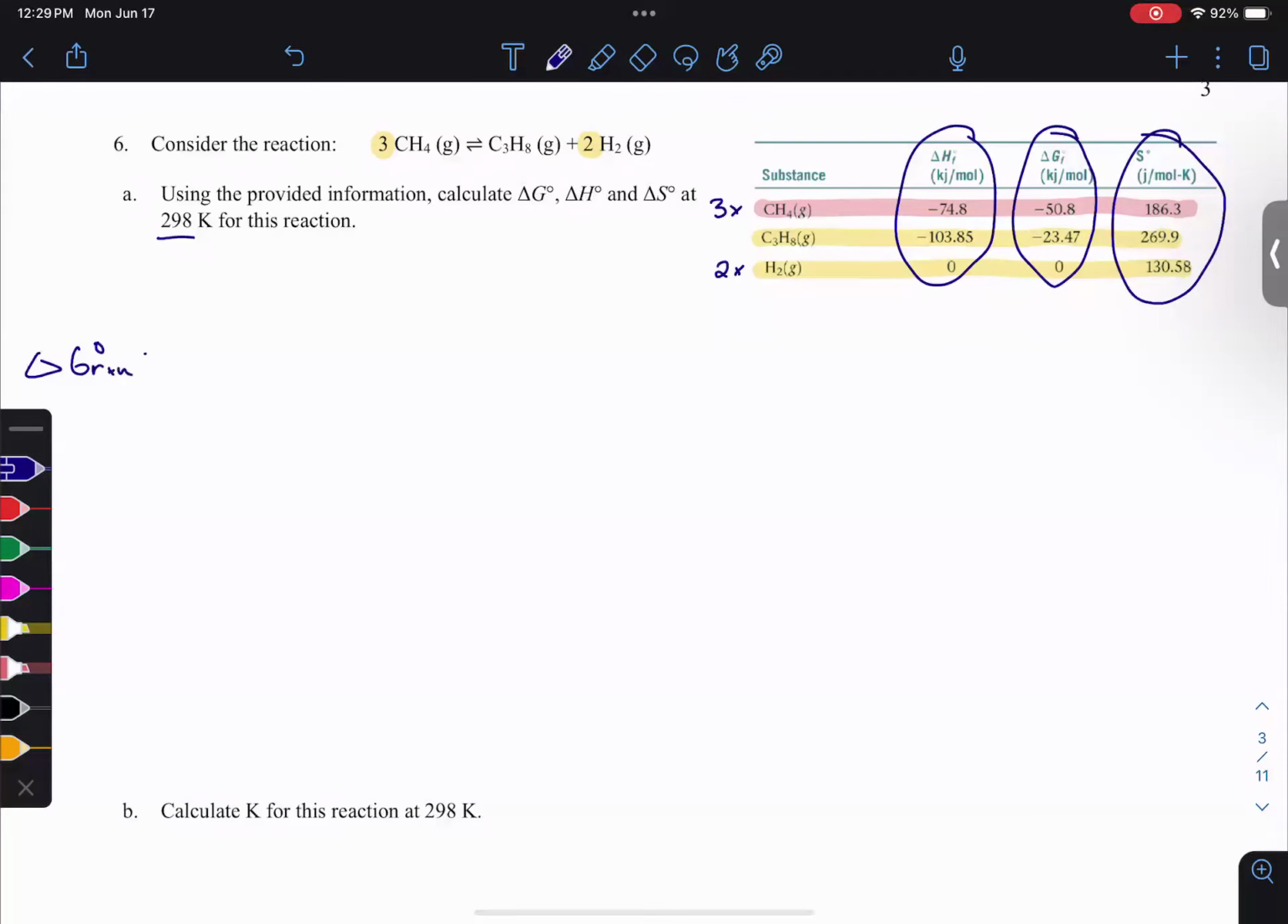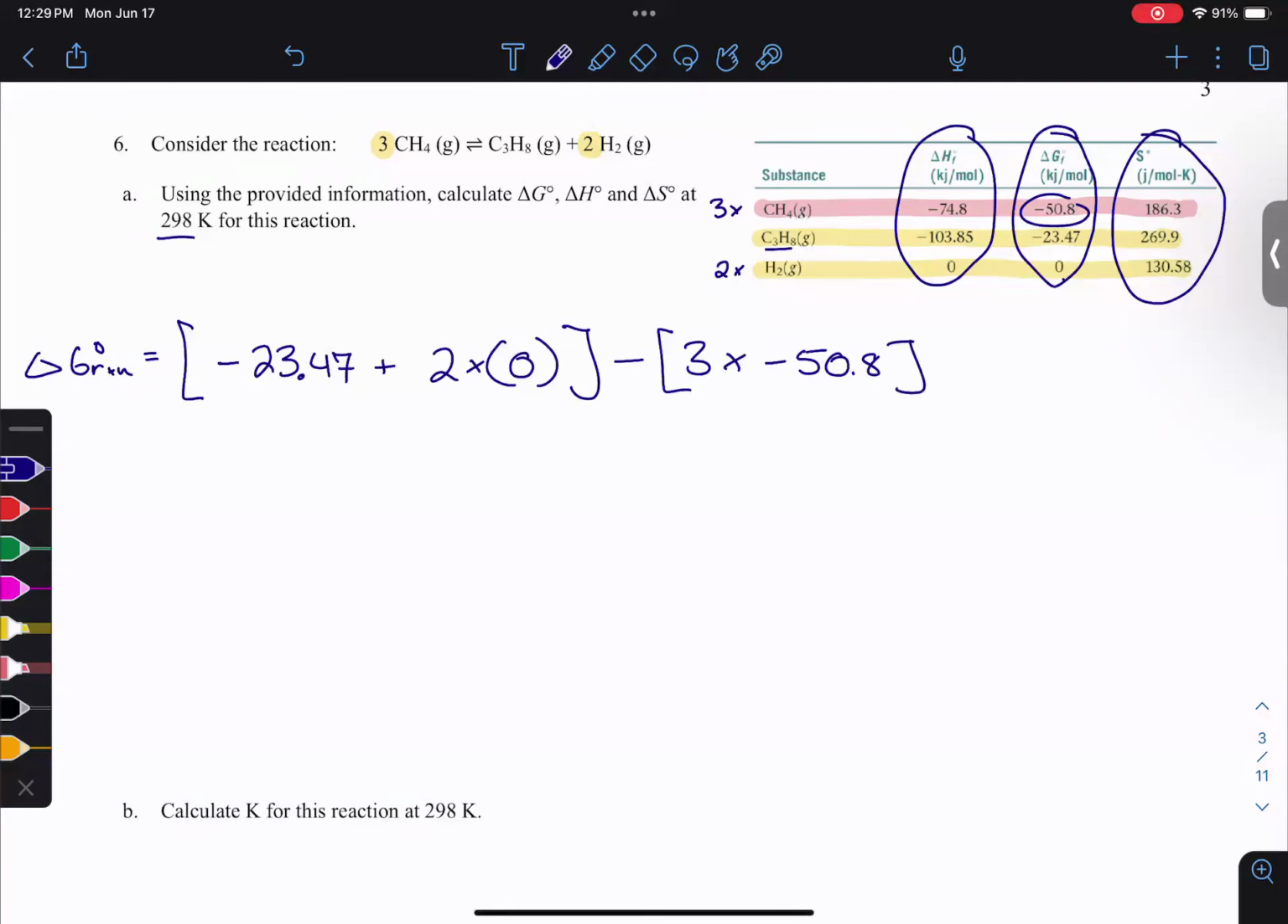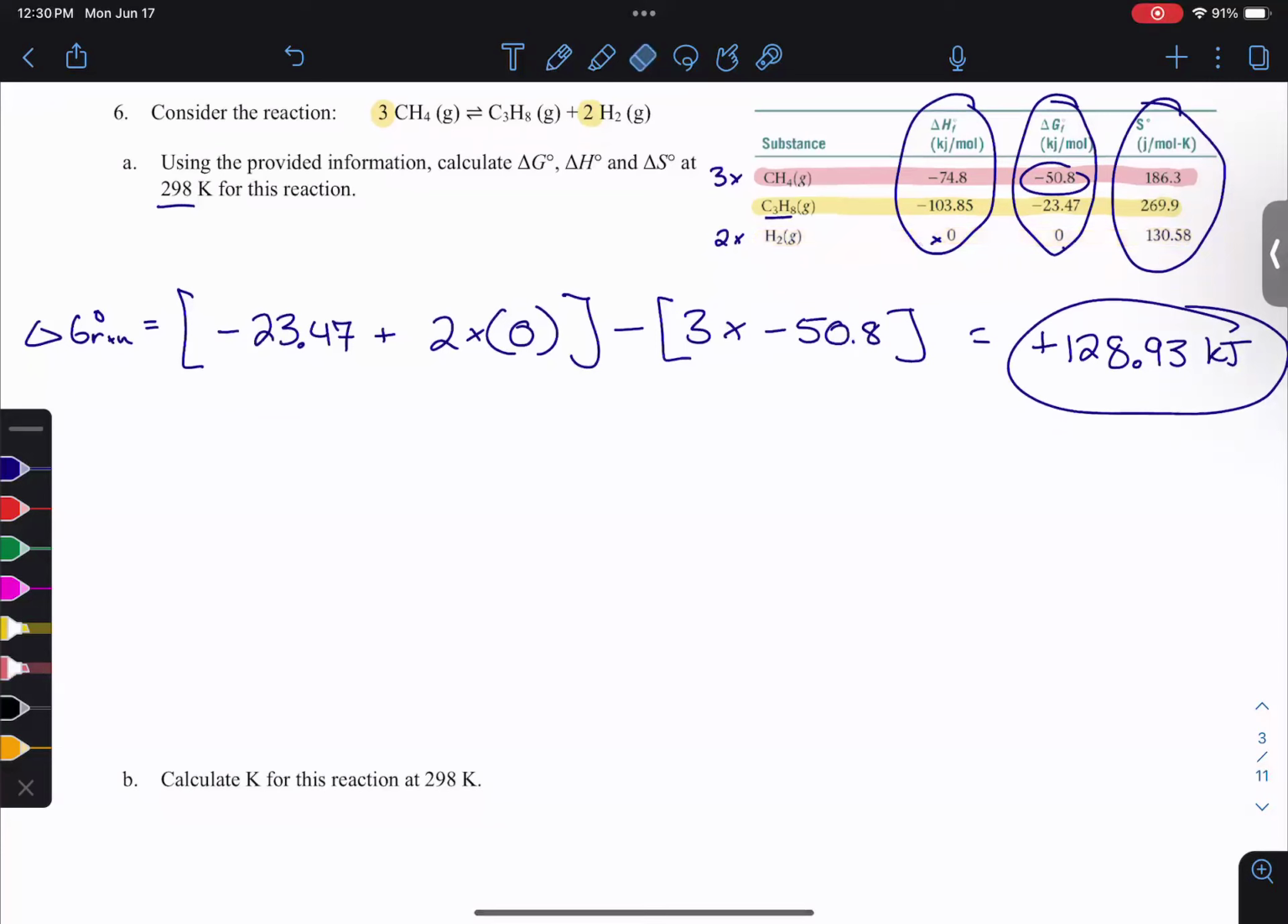So let's do the first one. Gibbs free energy for this reaction is equal to the C3H8. So I think that's propane. So negative 23.47 plus 2 times those hydrogens. So 0, perfect. Minus all of the reactants. So here are the reactants, negative 50, but 3 of them. 3 times negative 50.8. And so we get that this value is positive 128.93 kilojoules for that reaction. All right, and then we do the same thing for delta H and delta S, where it's this yellow one plus 3 of these yellow ones minus 2 of those.